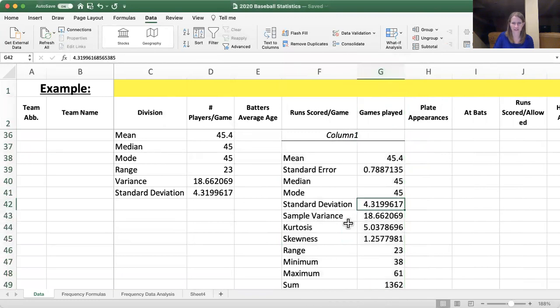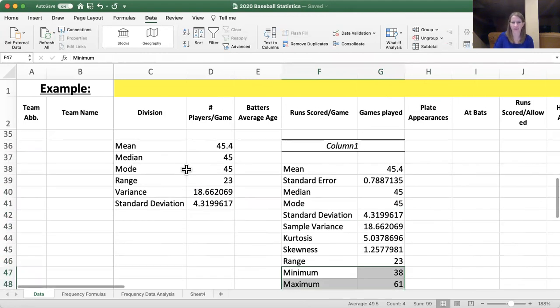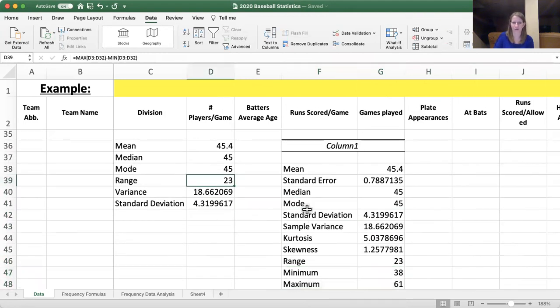Click OK. And let's see if we got the same things. It looks like our standard deviation was 4.3, same thing here. Sample variance, 18.66. And then our range is 23. They also give you your max and your min, which you could have found also, but instead we just put it into one formula to find the range.